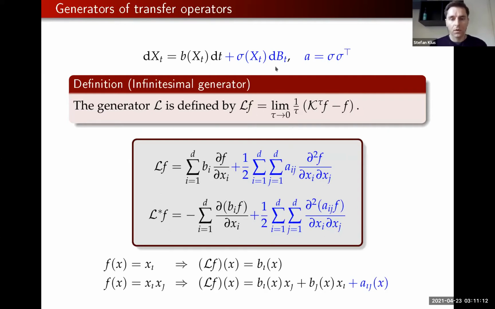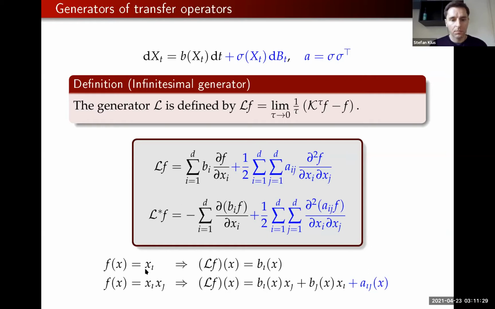And if you're interested only in deterministic dynamical systems, you can simply drop this blue part here. So the sigma term would be 0 here, and then you would obtain the Liouville equation. And this, the Fokker-Planck operator, would then also evolve probability densities.